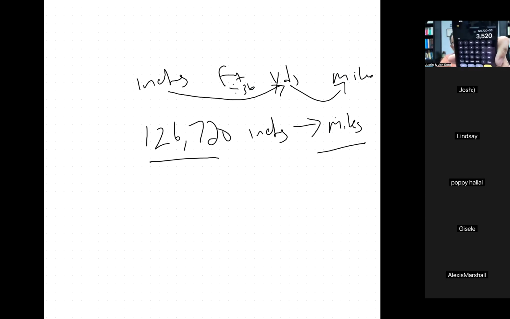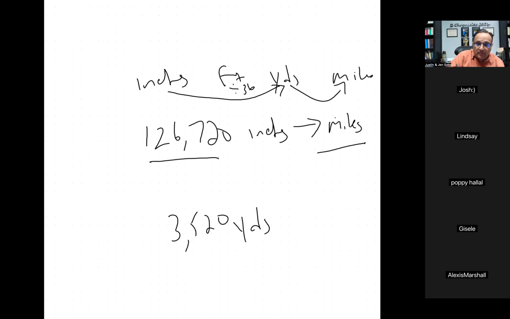126,720 divided by 36 gives me 3,520. So now I have 126,720 inches is actually 3,520 yards. I'm halfway home, but I still need to go to miles.